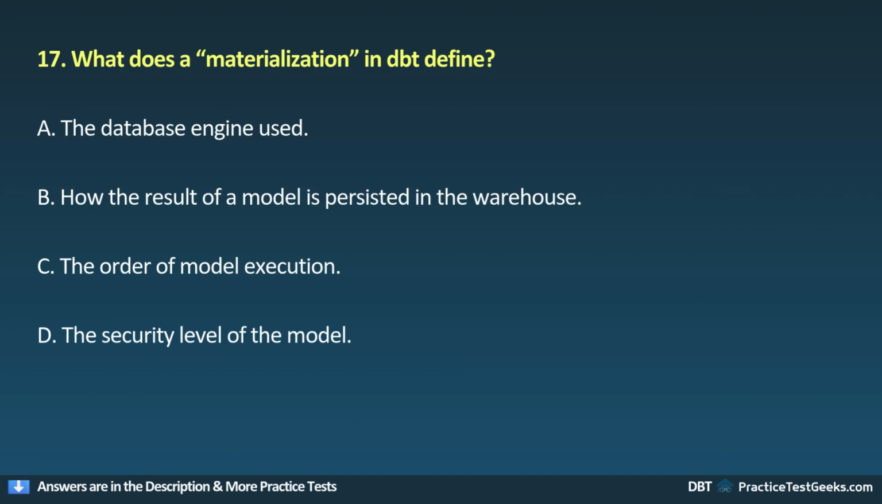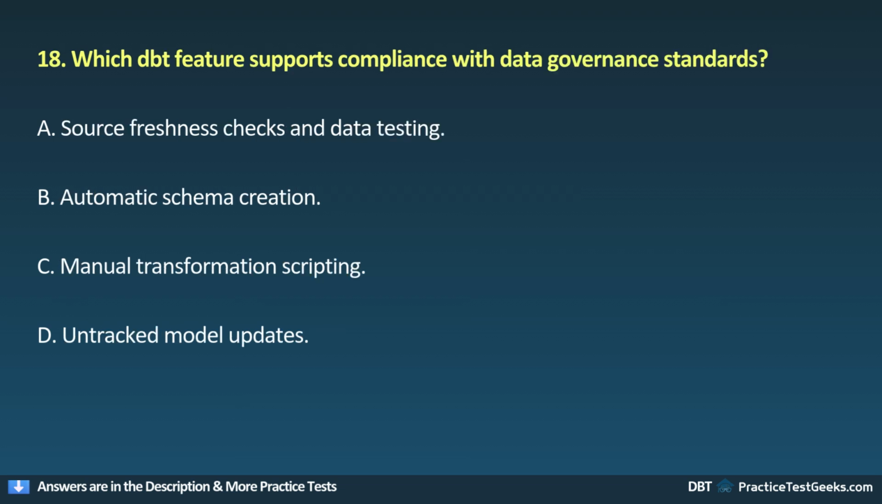D. The security level of the model. 18. Which DBT feature supports compliance with data governance standards? A. Source freshness checks and data testing. B. Automatic schema creation. C. Manual transformation scripting. D. Untracked model updates.